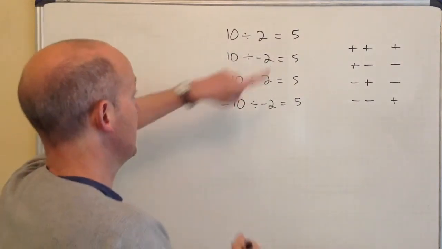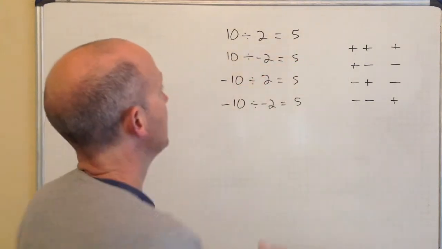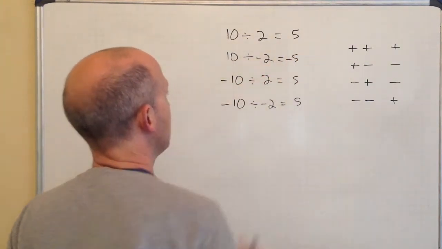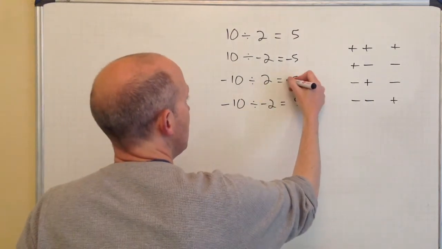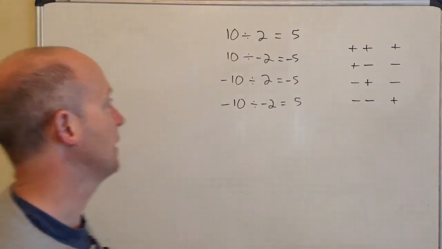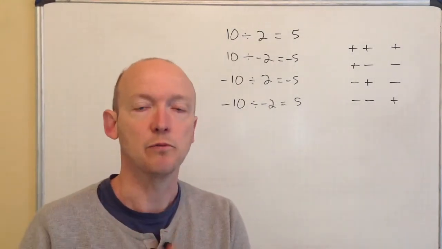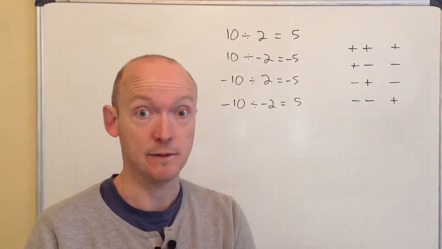Plus and a plus is plus, that's fine. A plus divided by a minus is a minus, that should be minus 5. A minus divided by a plus is a minus, so that's minus 5. And a minus divided by a minus makes a plus, so positive 5. So again, you're not learning a whole new rule or set of rules. If you know how to multiply with negatives, you know how to divide with negatives.